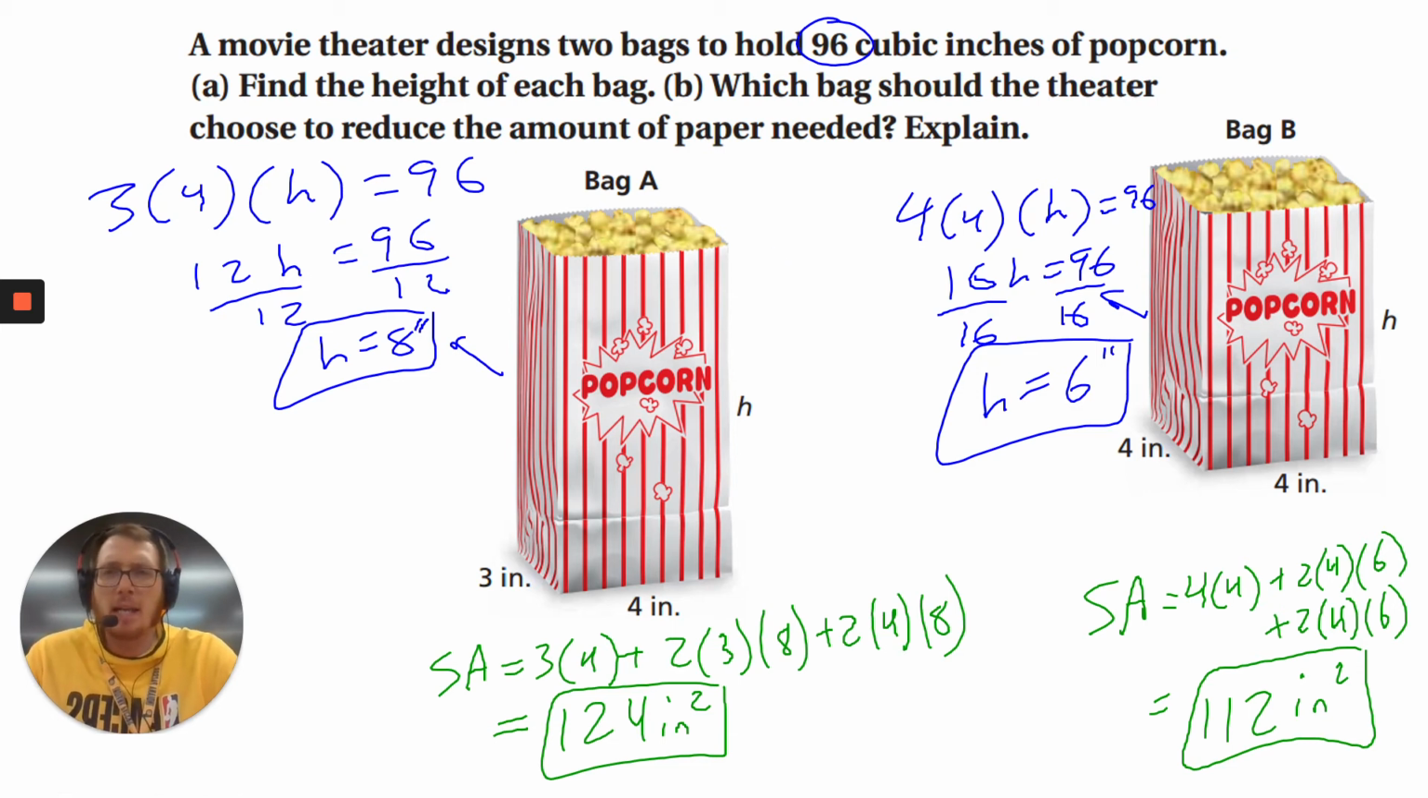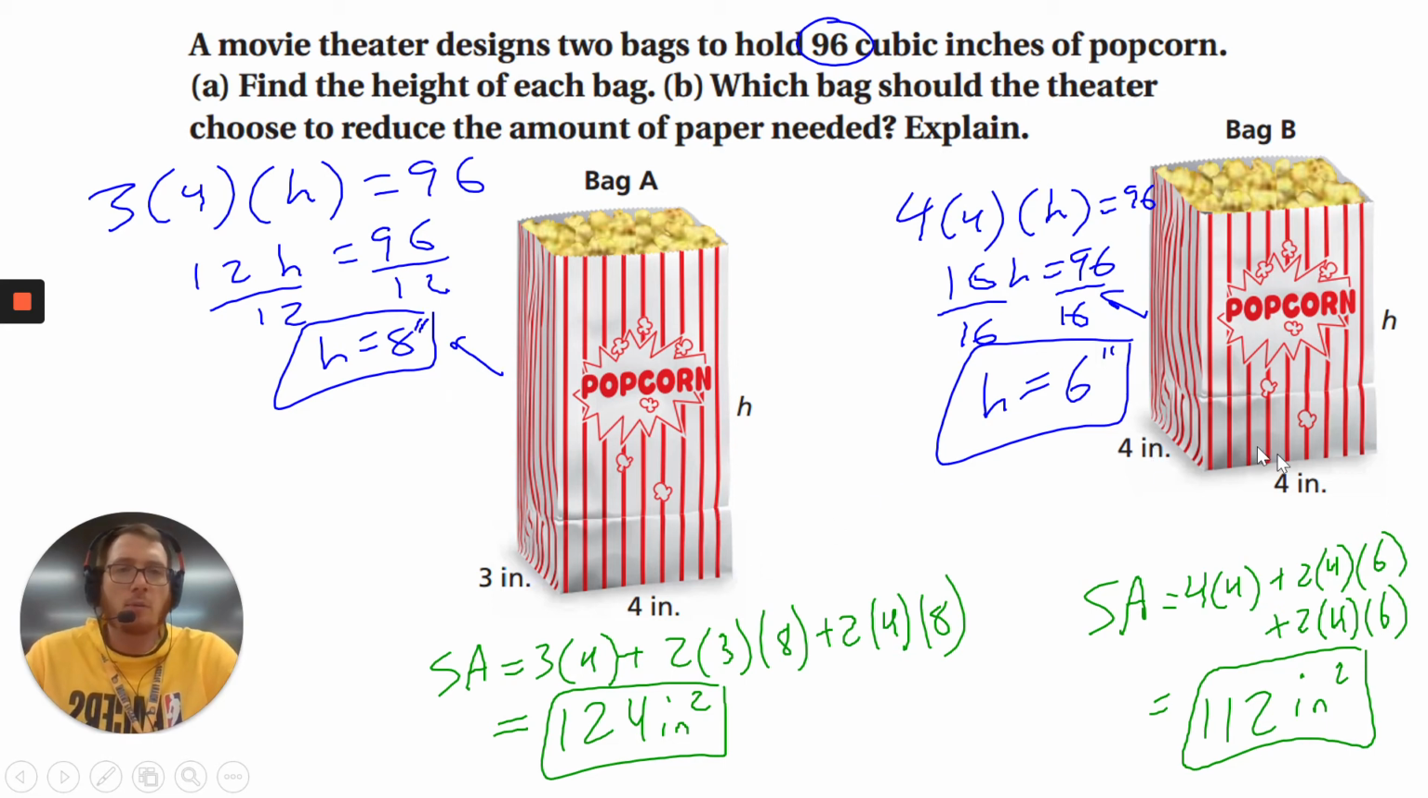So for this first bag, they're supposed to hold 96 cubic inches of popcorn. So that's the volume. And so to find the volume of a box, it would be length times width times height. So 3 times 4 times h equals 96. Essentially, you just multiply everything together on the left side, so that's 12h equals 96. And to solve for h, you divide by 12 on both sides, and you get h equals 8. So this one would have a height of 8.